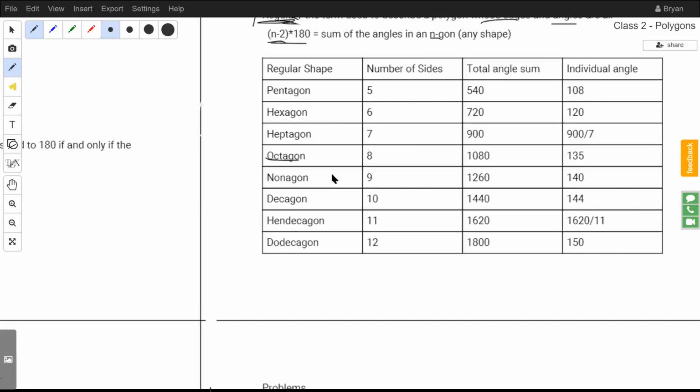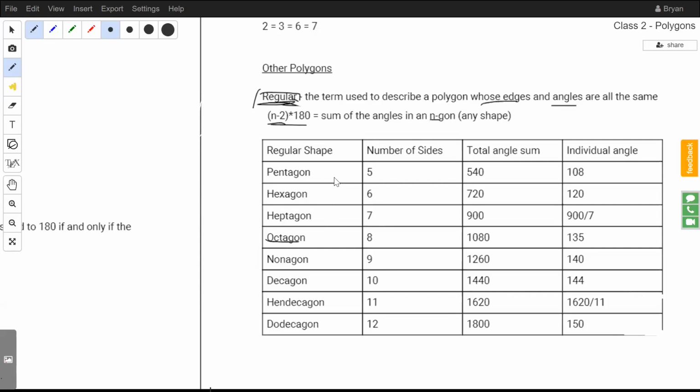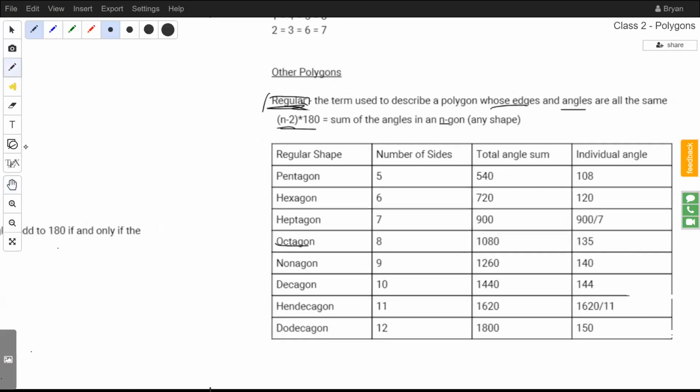Anyway, I've compiled a table of regular shapes that you'll generally see, and their total angle sum and individual angle values for when they are regular. I don't see the need to just go down the list. You can easily see it here, and it's in your handout. It's just a table for reference. You don't need to actually know this. It's very easy to just come up with these numbers on the spot using this formula.